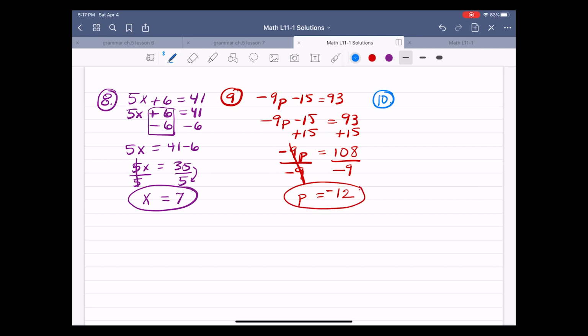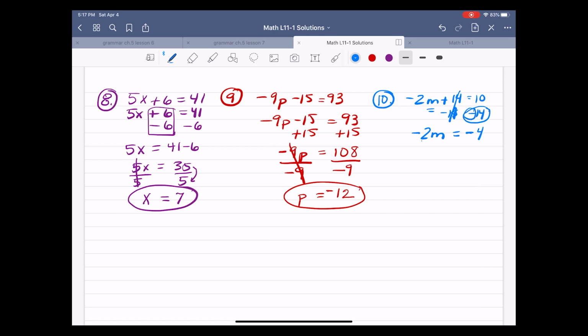Number 10. Negative 2m plus 14 equals 10. My variable is m. I want to get rid of the plus 14 first. The inverse of plus 14 is minus 14. If I subtract 14 from the left, I have to subtract it from the right. I'm left with negative 2m equals 10 minus 14 is a negative 4. What's the difference between 14 and 10? It's 4. The sign of the number that appears to be larger is negative, so my answer is negative 4.